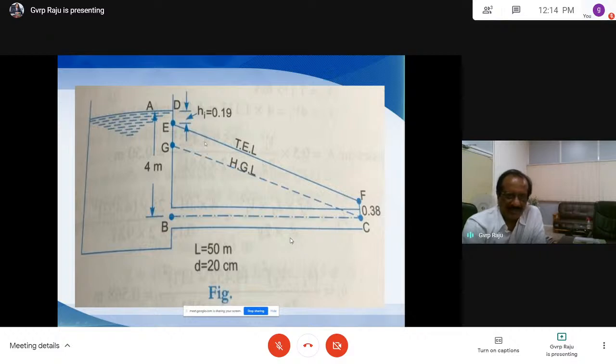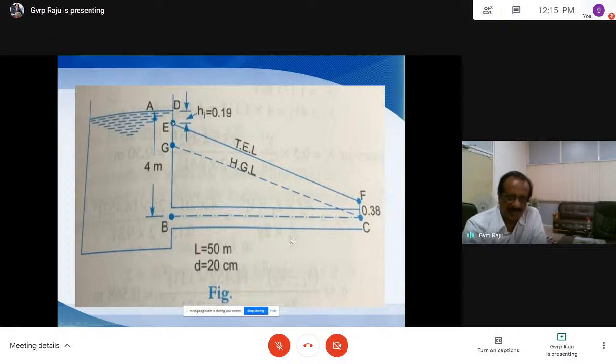This point we can extend to the top, and this magnitude is equal to V square by 2g. As velocity is the same, we draw a parallel line such that the distance between these two is V square by 2g, the velocity head. You can get the total energy line also. Again, the first point here is now defined. What is the level difference here? This is the entry loss.